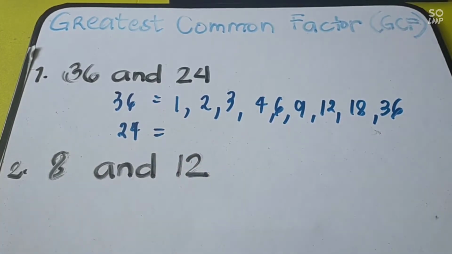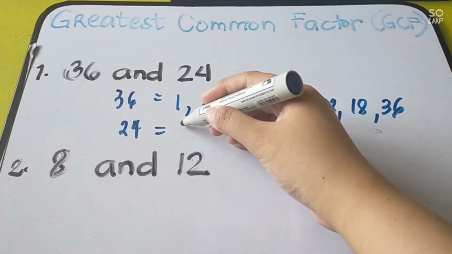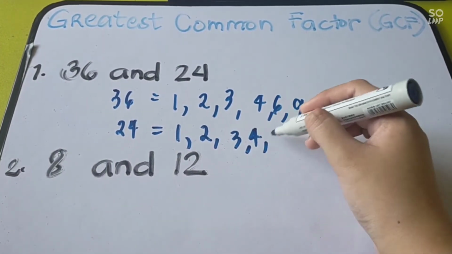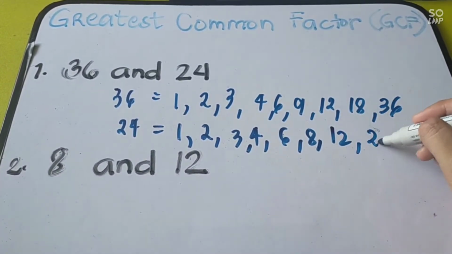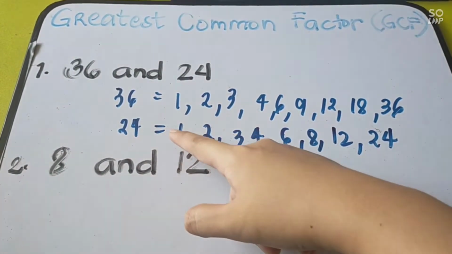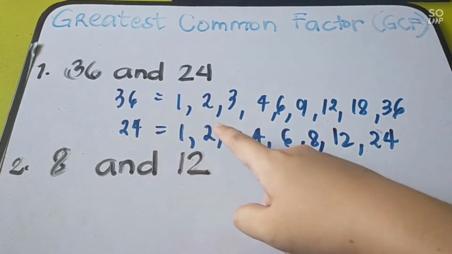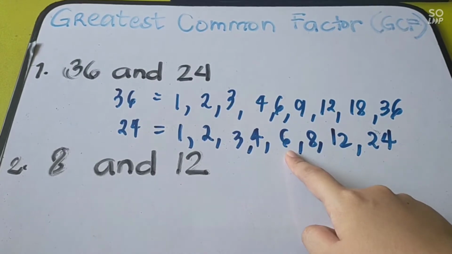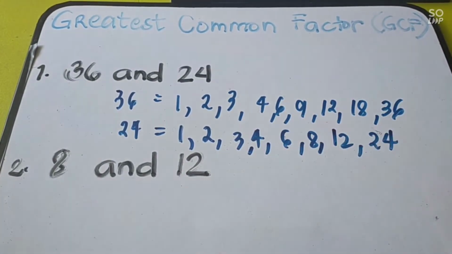Now, let's move with 24. Let us list all the factors of 24. So, we have here 1, 2, 3, 4, 6, 8, 12, and then 24. So, let us check. If I divide 24 to 1, we have 24. 24 divide 2, we have 12. 24 divide 3, we have here 8. 24 divide 4, and we have here 6. So, we already listed all the factors of 36 and 24.